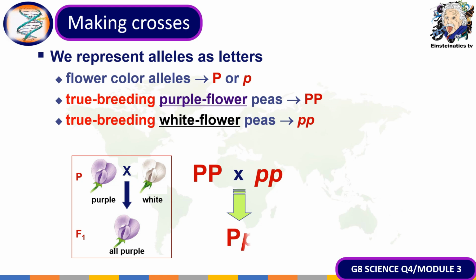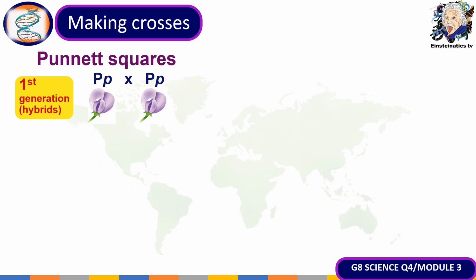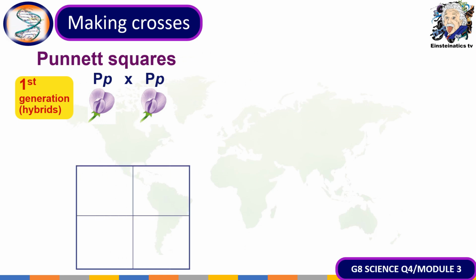Now, suppose we try to cross two heterozygous purple flowers, meaning it's not a pure purple flower, ibig sabihin, meron siyang recessive trait for having a white flower trait. So unang-una, isusulat mo yung mga alleles for the male.